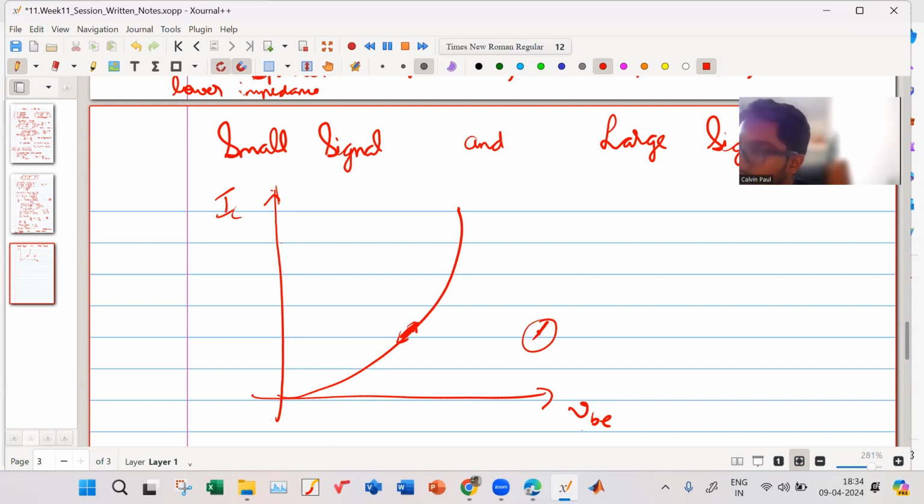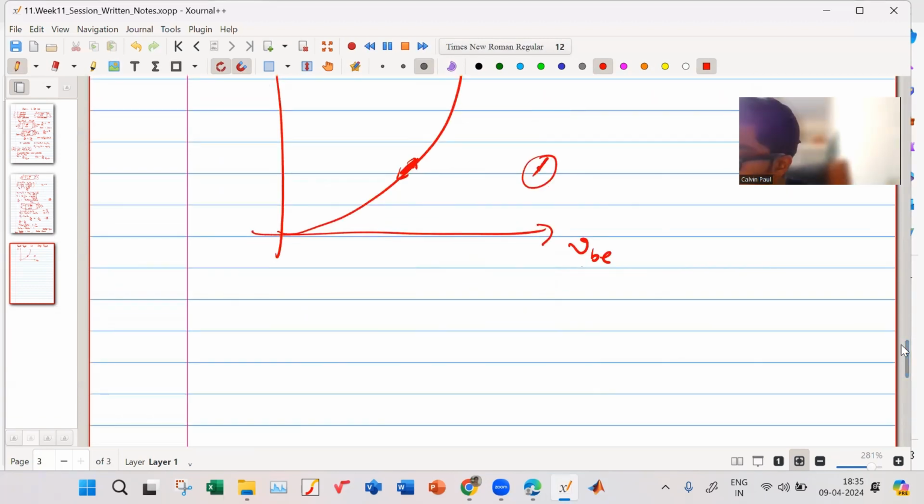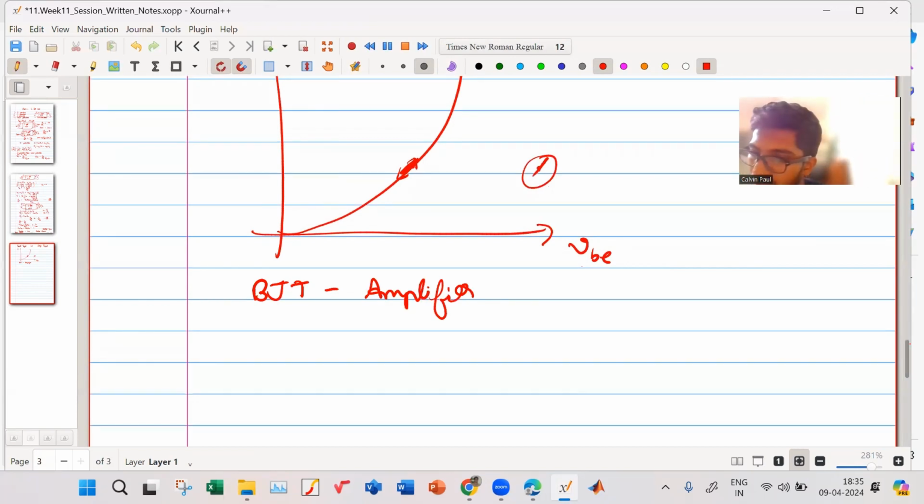In a BJT, what do you do first? You have a BJT. BJT is like an amplifier. You're using it as an amplifier. Your BJT is there, you're using it. If you want to use it in that way, what is the first step you have to do? What is the first thing you will consider and make your circuit?